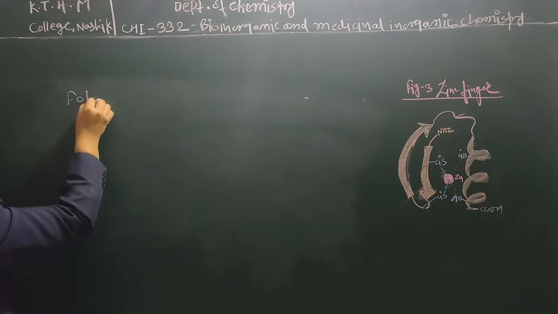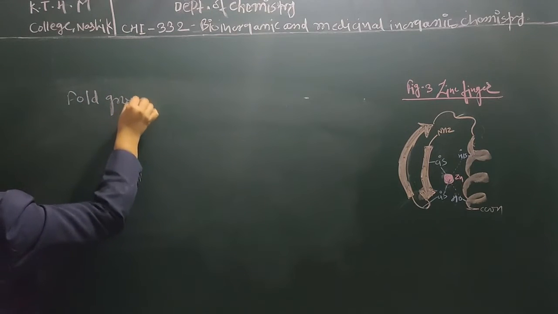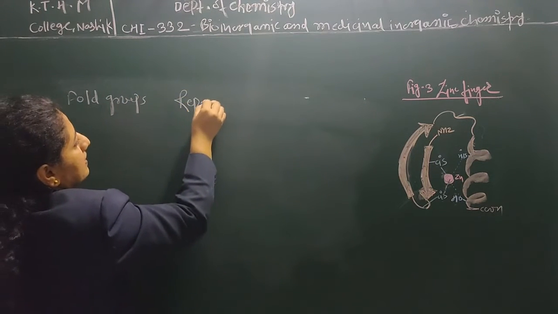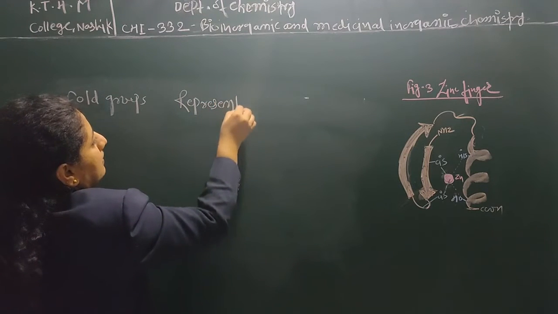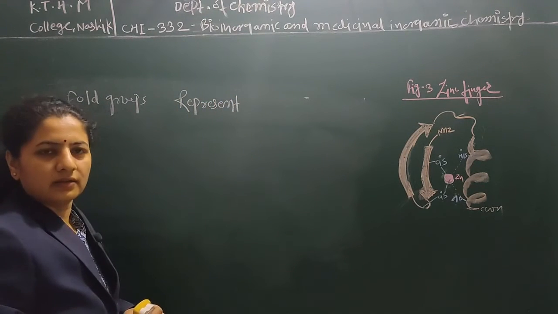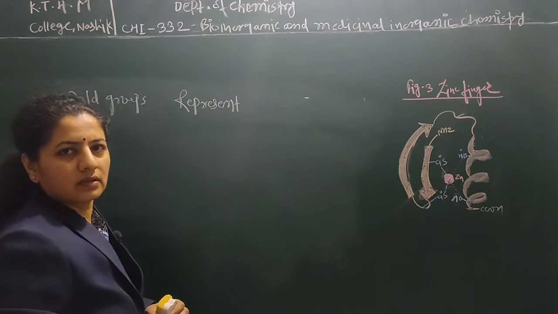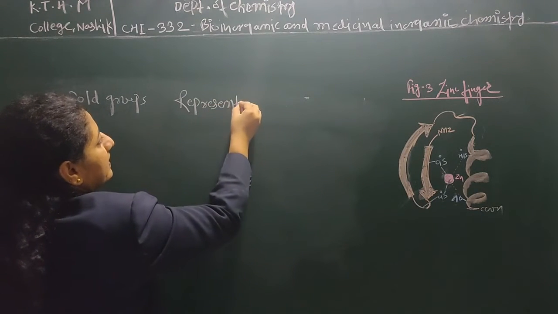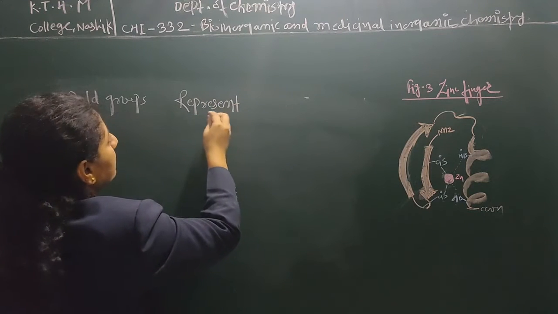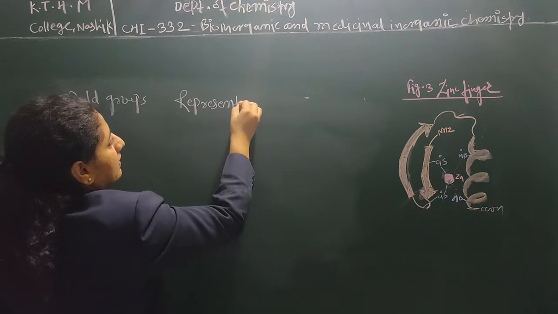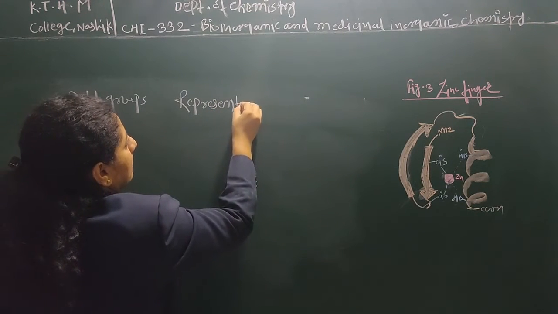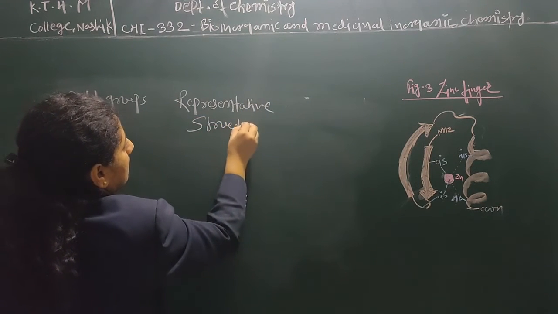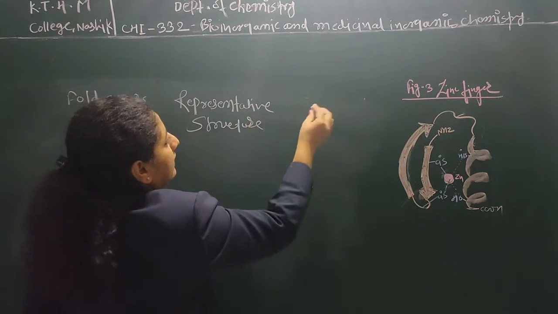We are going to discuss the fold groups, and we know that our fold groups are zinc finger, treble clef, and zinc ribbon. So the representative structure of that folding group is ligand placement.